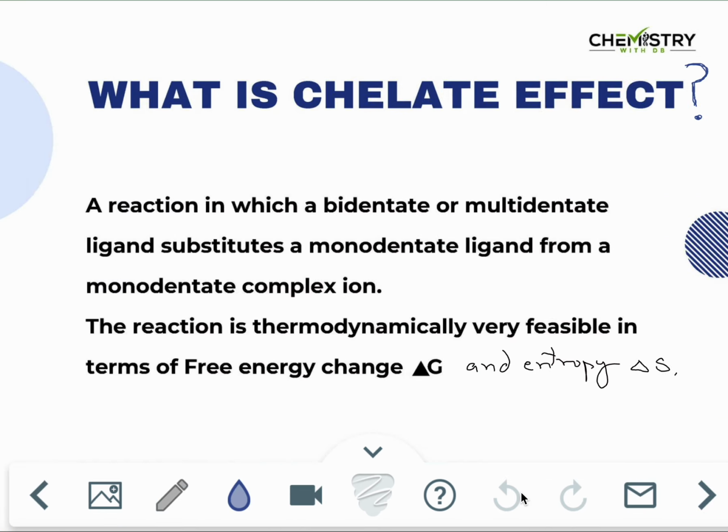Now, we need to understand what the chelate effect is, because there are lots of exam questions asked on this topic. Chelate effect is a reaction in which a bidentate or a multidentate ligand substitutes a monodentate ligand from a monodentate complex ion, or a multidentate ligand substitutes a bidentate ligand from a bidentate complex ion. This reaction is thermodynamically very feasible, whether we look at it in terms of the entropy, which is delta S, or free energy change, which is delta G.